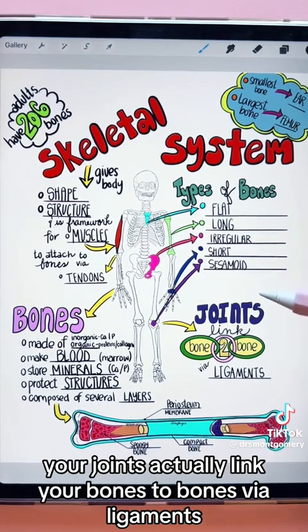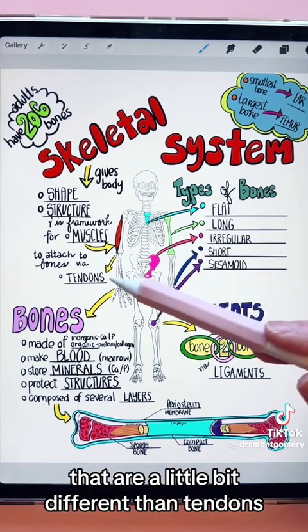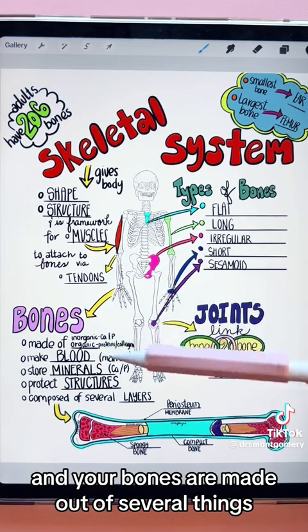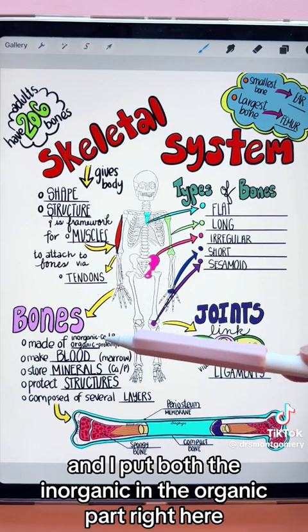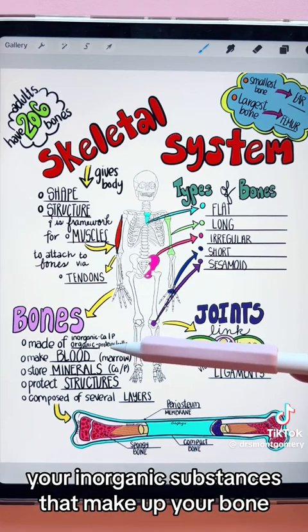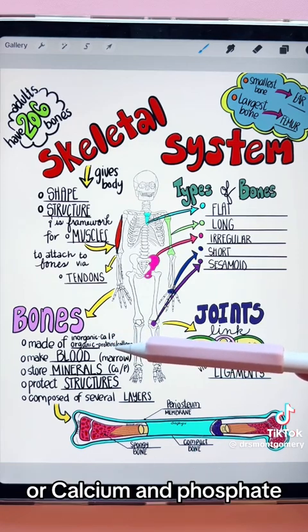Your joints actually link your bones to bones via ligaments. A little bit different than tendons. Tendons have a stretchy end on them. And your bones are made out of several things. And I put both the inorganic and the organic part right here. Your inorganic substances that make up your bone are calcium and phosphate.